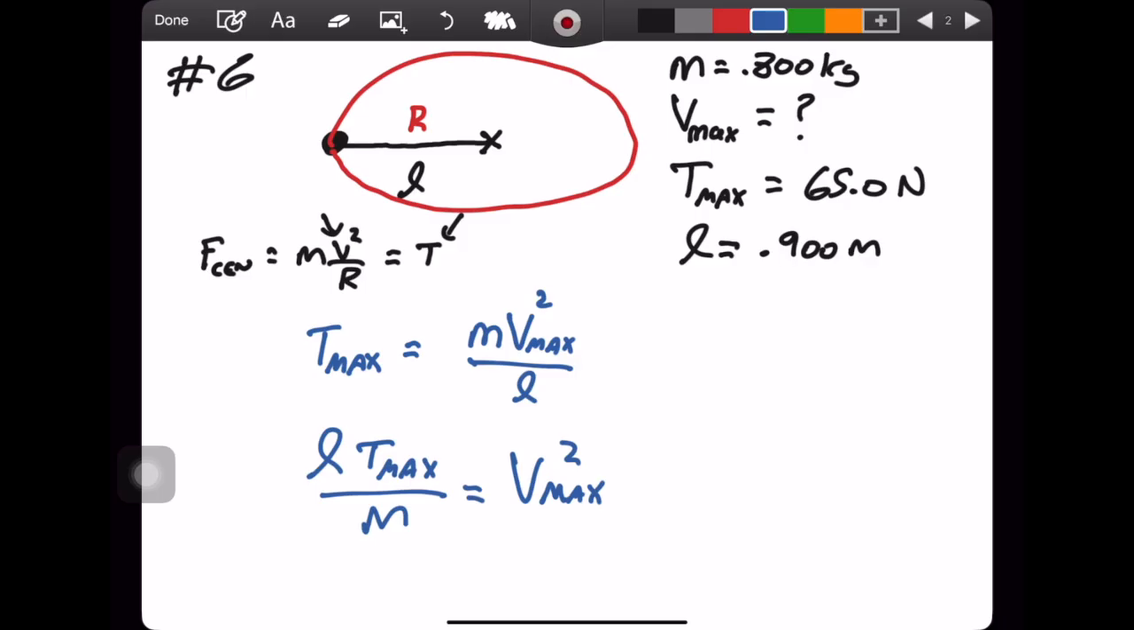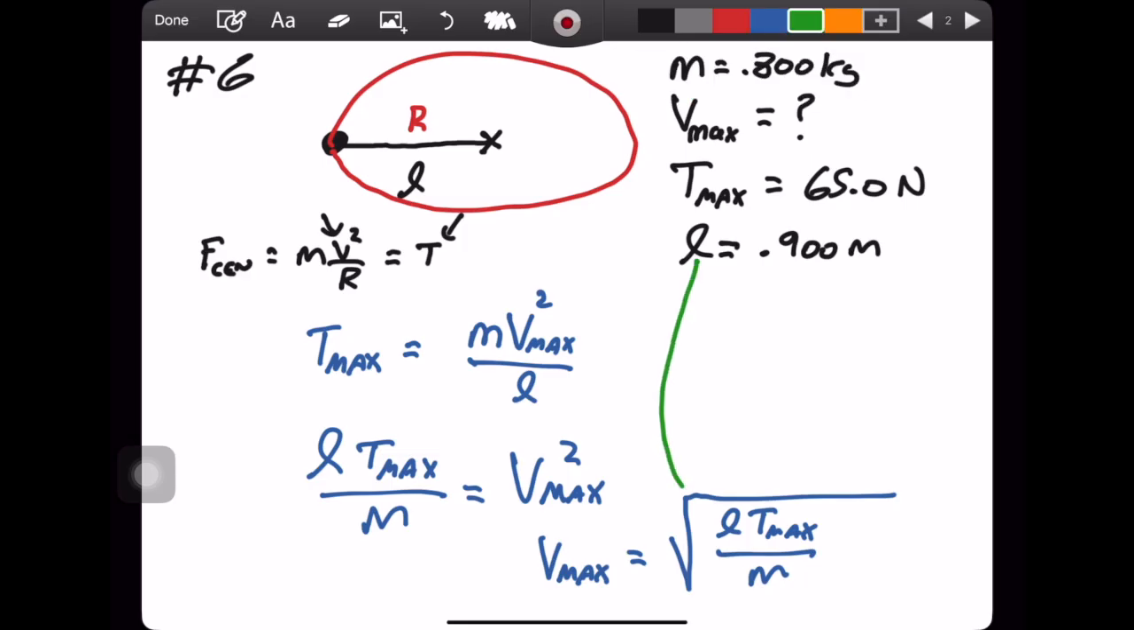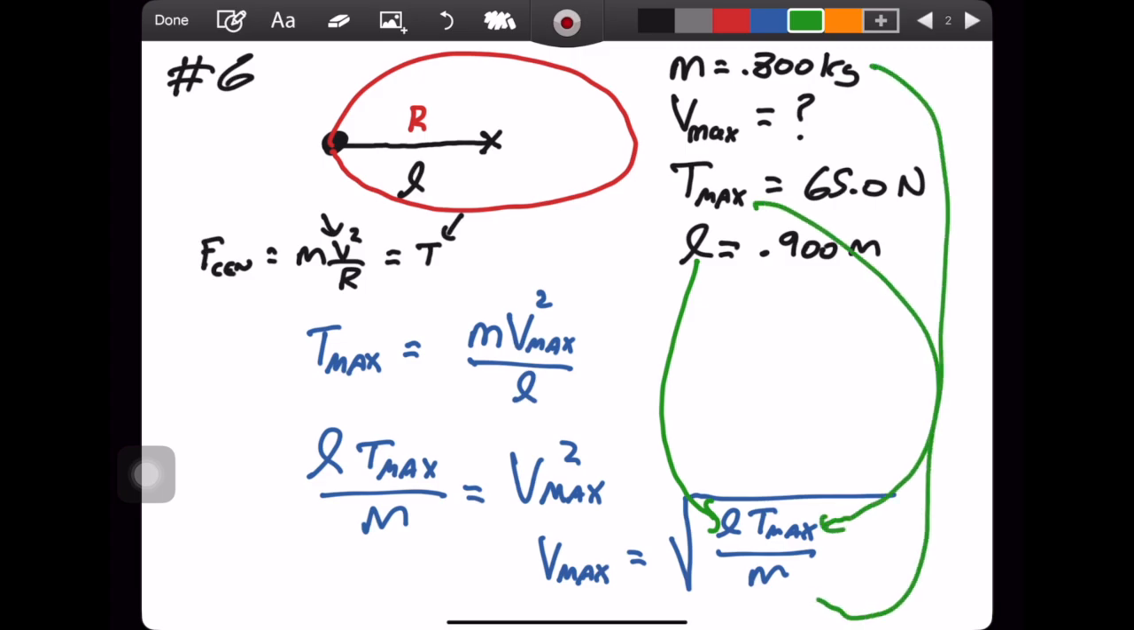And so then if I take the square root of both sides, Vmax equals the square root of L Tmax over M. And we know L, we know Tmax, and we know the mass. So you can plug those numbers in and solve for the maximum velocity at which this stone can whir around in a circle. If it goes any faster than that, it would require a tension from the string that could no longer hold up. The string would break. And again, it's the string that provides the centripetal force to keep this in motion.